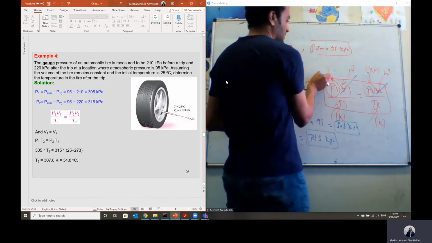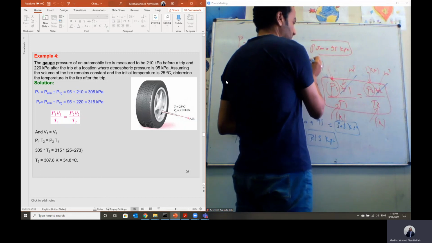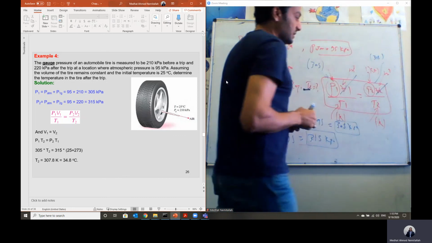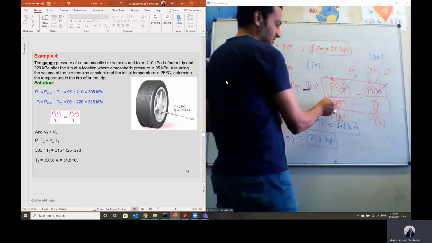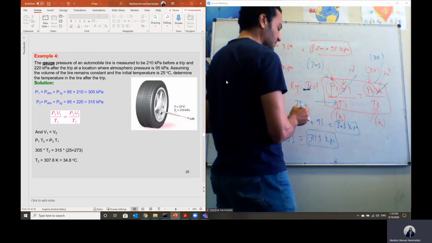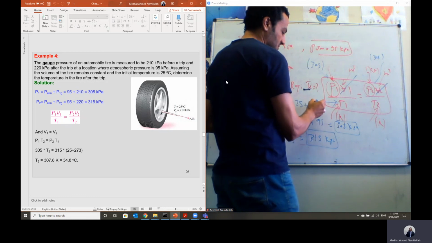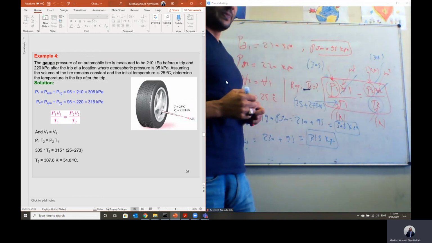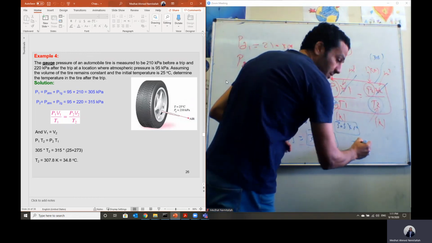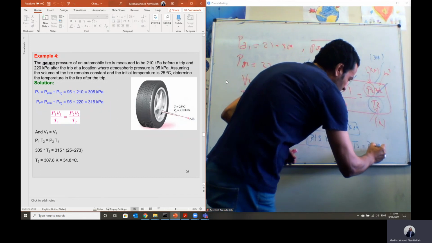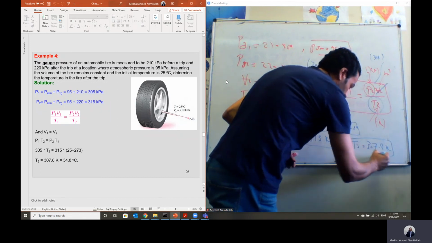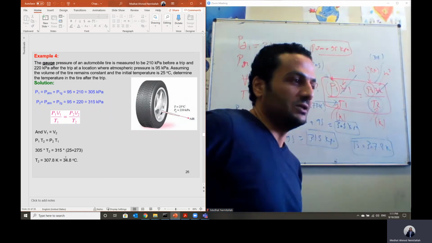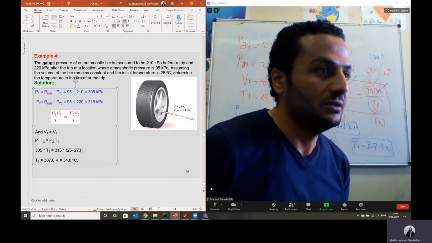So now we have the pressure P1, 305 kilopascal, and this pressure P2 is 315 kilopascal. What about the temperature T1? Temperature T1 is 25 degrees C, so it has to be in Kelvin, so plus 273.15. Then we can calculate the final temperature T2. The final temperature T2, if calculated, will be 307.8 Kelvin. If I subtract 273.15, we get this temperature in degrees C, which equals 34.8 degrees C.